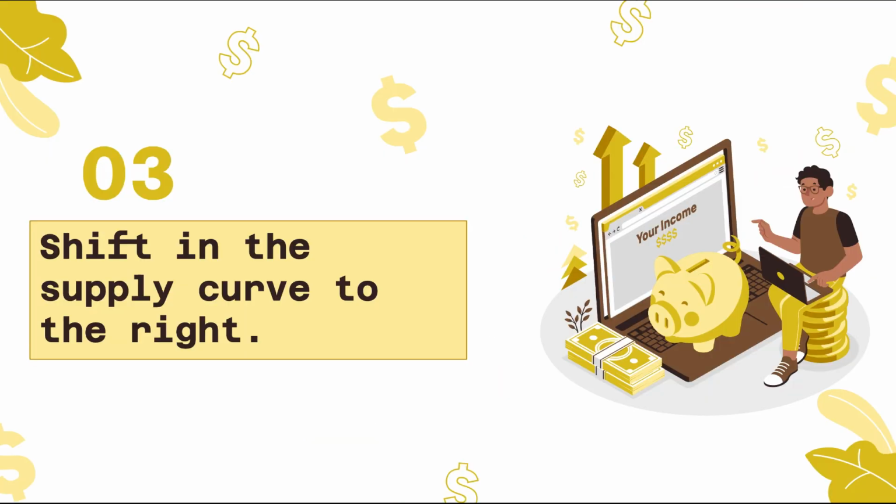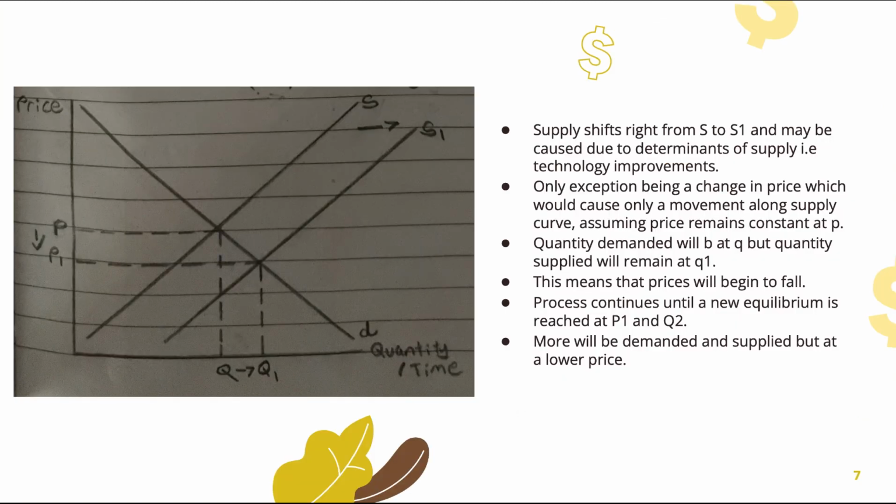All right. So now the third factor is a shift in the supply curve to the right. What applied before is pretty much the same here. The supply will shift to the right from S to S1 and may be caused by determinants of supply like technology improvements or shocks and unpredictable events, which could lead to supply reducing or increasing, you never know. But in this factor, technology improvements will shift that supply curve to the right, and of course this means increased supply.